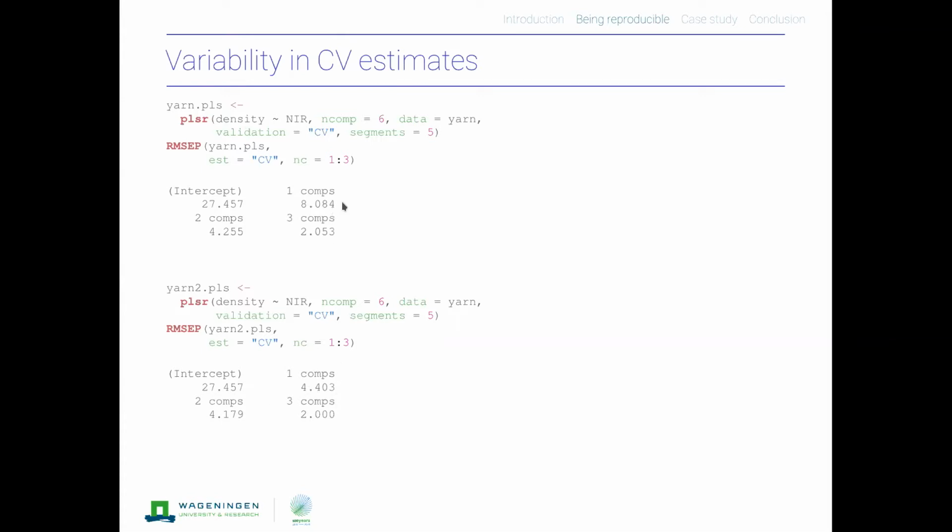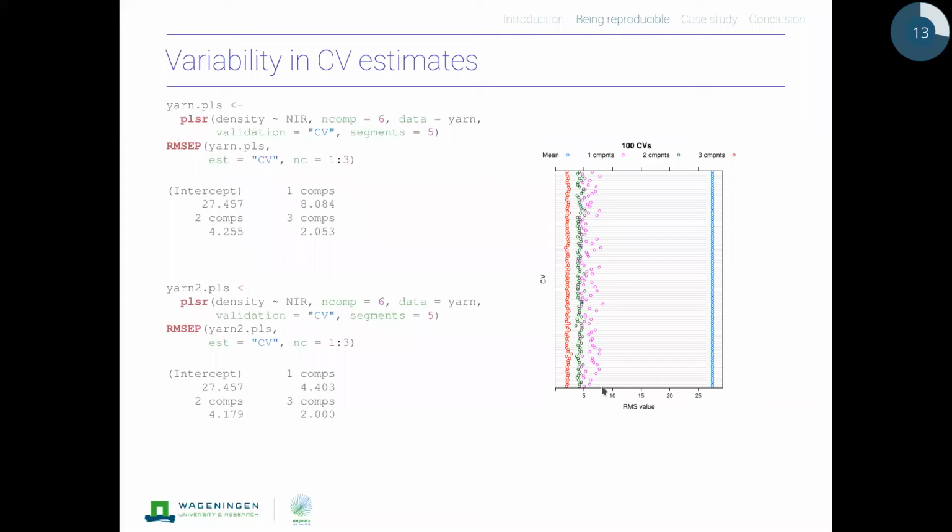So the very first latent variable gives an RMSE of 8, and in the second model, where we have exactly the same call, we have an error that is slightly bigger than half of that. So that's quite a huge difference. And if you do that 100 times, you get this plot where you see the overall average, so the zero component solution, as the blue circles, which is obviously constant, but you see that the variability of, in particular, the first component is quite large.